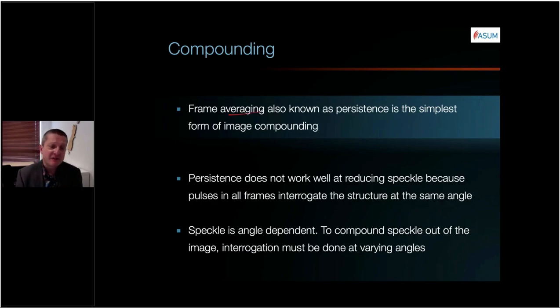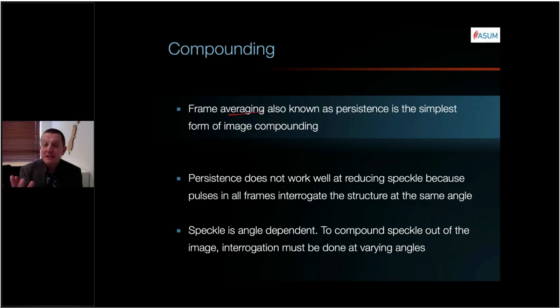With persistence, it's a very simple form of compounding. One frame of ultrasound image is simply layered onto another, and then successive frames are stacked together and merged into a transparency. Eventually, you'll reach a stack where a new frame is added and the old frame is taken away. This does work a little bit, particularly when you're sweeping through tissue, but it doesn't really work very well statically. And that's because with persistence, the same tissue is always interrogated at the same angle. And acoustic speckle is angle dependent.